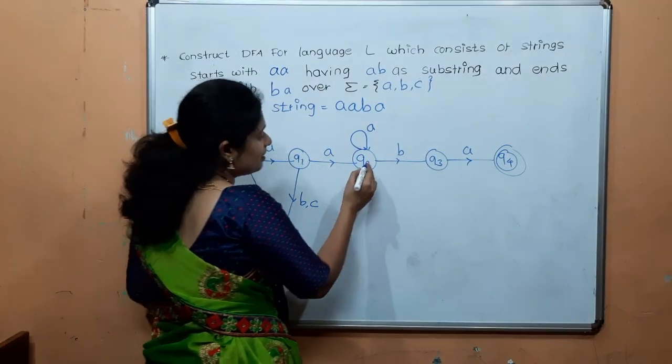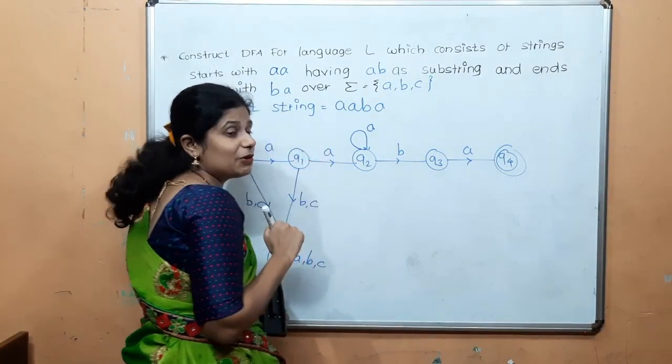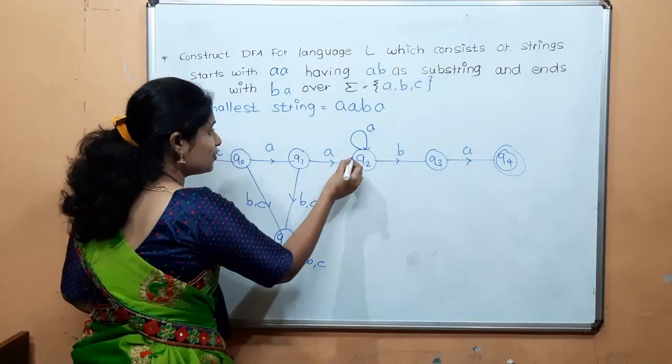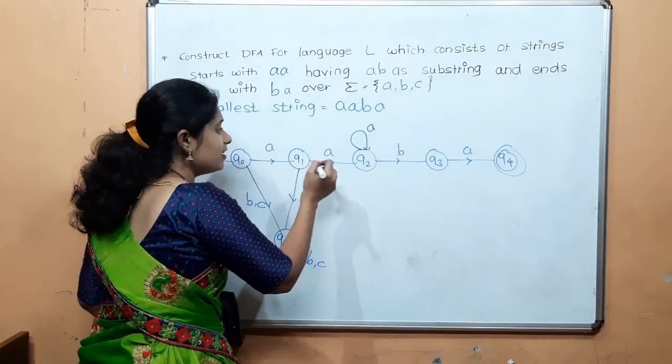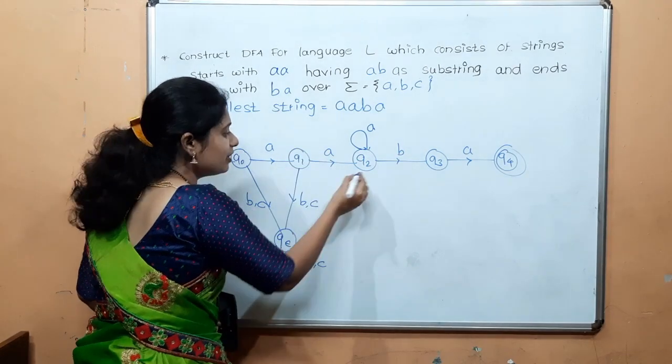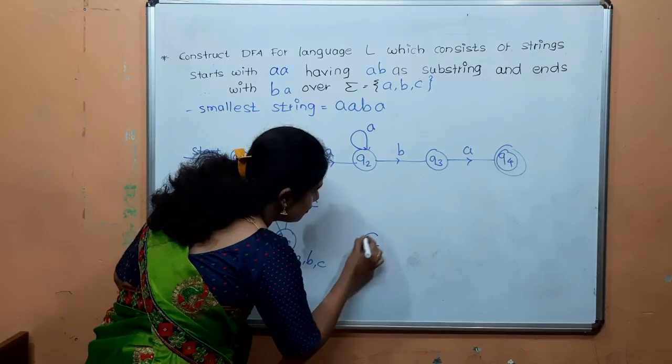Okay, now see here, Q2 on B will be given. If after this A, C occurs, then I cannot go back here because this is the starts-with part. So we cannot interfere in starts with. So here we can add another state, that is Q5.